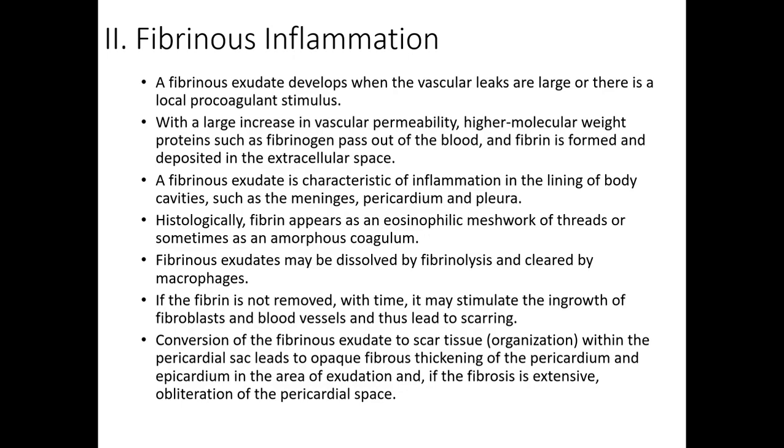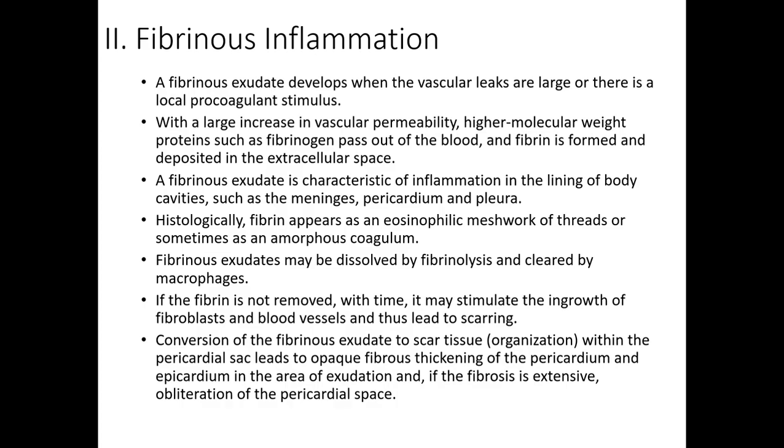The fibrinous exudate may be dissolved by fibrinolytic effect and cleared by macrophages. If the fibrin is not removed with time, it may stimulate ingrowth of fibroblasts and blood vessels inside the fibrin mesh, so it will lead to formation of scarring. Conversion of fibrinous exudate to scar tissue we call organization. Within the pericardial sac it leads to opaque fibrous thickening of the pericardium and epicardium in the area of exudate, and if the fibrosis is very extensive, obliteration of the pericardial space will occur.